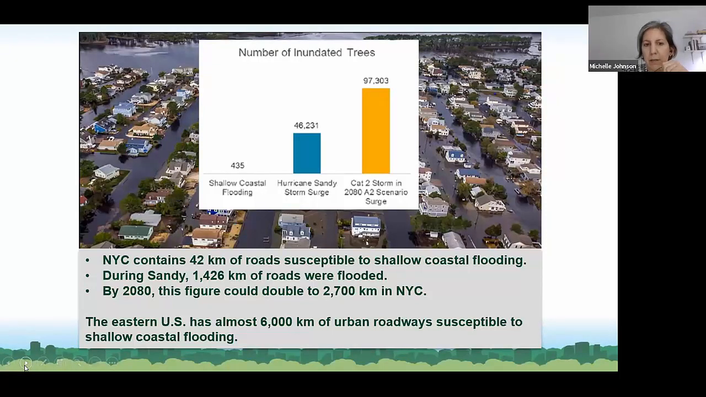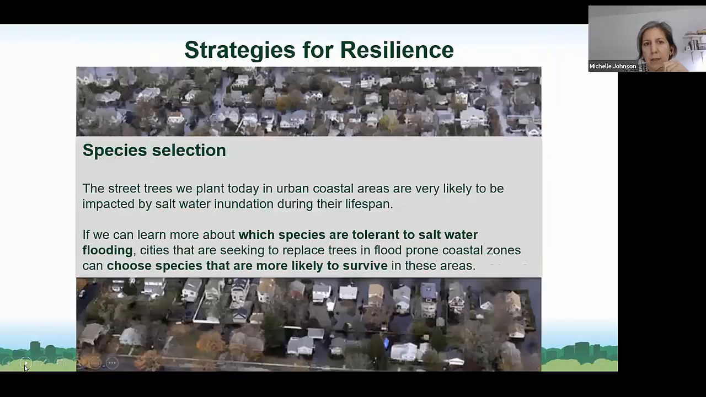And so if we extend this kind of thinking out beyond New York City, we can see that there are really a large number of roadways in the eastern U.S. that could be susceptible to the everyday shallow coastal flooding, but also even much larger to these storm surges and events that are increasingly happening. Next slide. And so we started thinking about how might cities handle this, increasing storms, increasing potential for flooding of saltwater and effects on species.